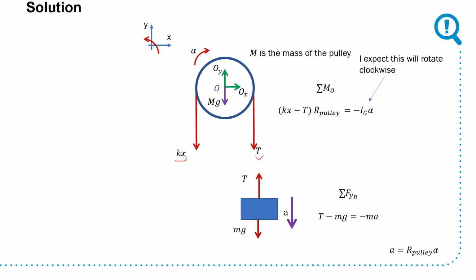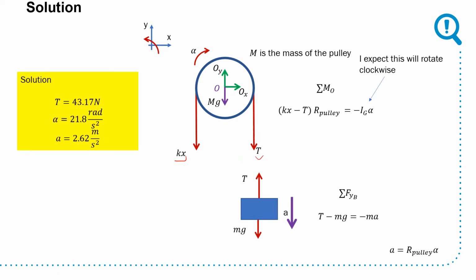Kinematics, acceleration is r pulley times alpha, and I have tension, which is equal to 43.17 newtons, alpha, which is 21.8 rads per second squared, and acceleration, which is 2.62 meters per second squared. So again, not very complex when you write out the equations, when you draw the figures. It's very hard to visualize this motion. This is a surprisingly complex motion to look at and solve without doing what I'm doing right here.